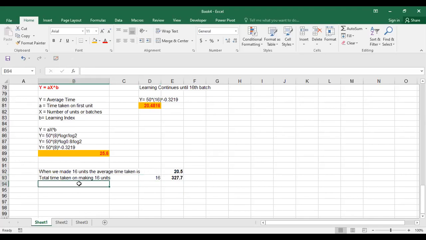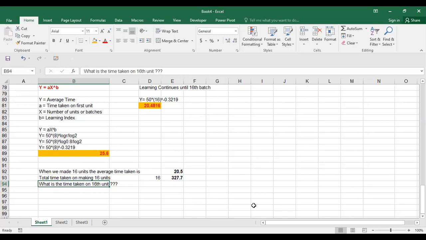Now, my question is, what is the time taken on the 16th unit? This is the question. This 20.5 hours is the average time of all the 16 units. Now I'm asking about the 16th unit, the last unit which you made. How much time have you taken on that? Can you tell me?